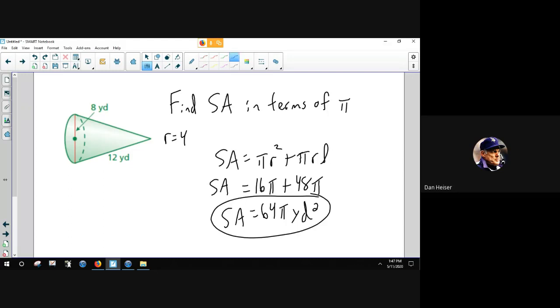Using that other formula, let's check that just to make sure it works. Pi r, that's 4 pi, times r plus L is 16, and it works just like the first one did. Either formula will work. Whichever one you are most comfortable with is the one that you should use. That is the surface area of a cone.